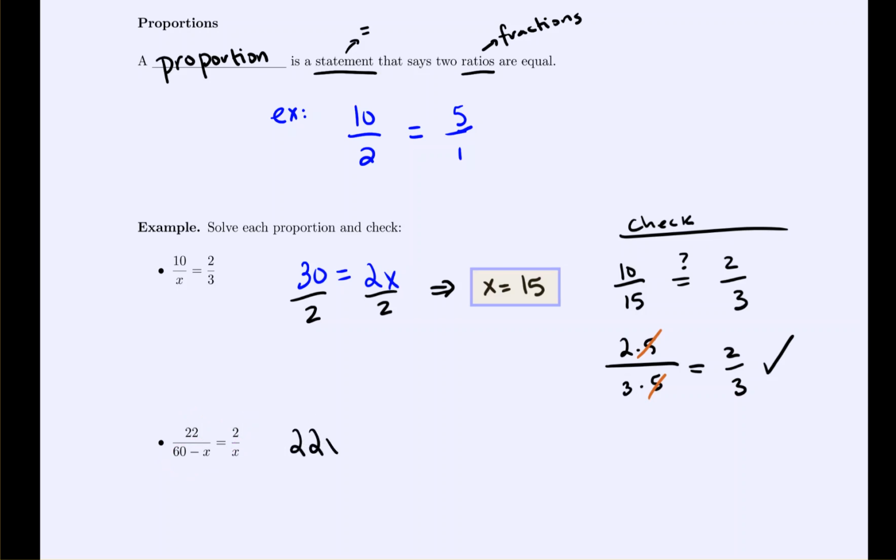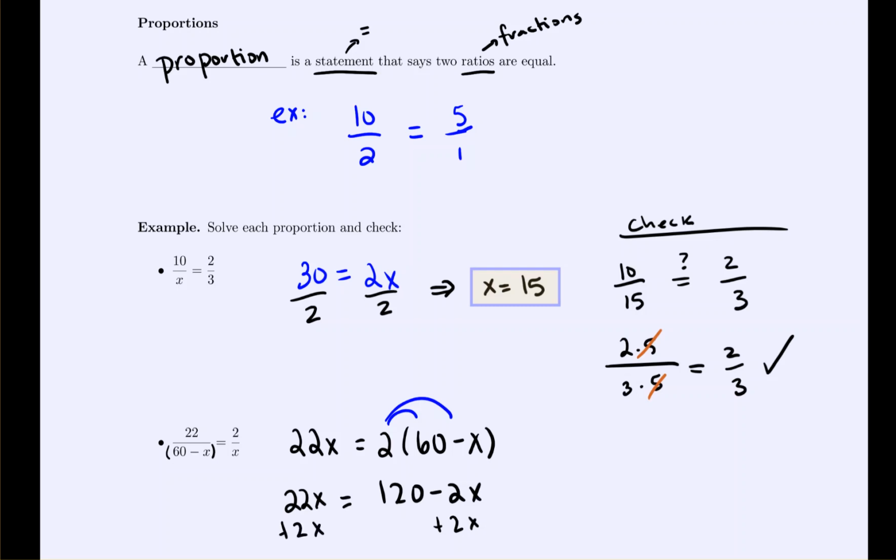22 times x is 22x equals, now since there's two terms here, I'm going to make sure I offset it in parentheses, 2 times 60 minus x, and that way I'm going to distribute the 2 to both terms. That would simplify to 120 minus 2x equals 22x. So we will add 2x to both sides to get x's by itself. 24x equals 120. Since we're being multiplied by 24, we can divide both sides by 24.